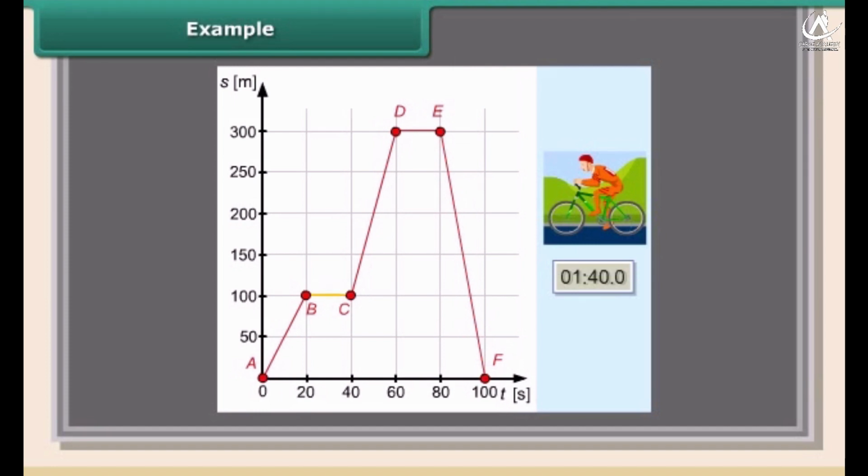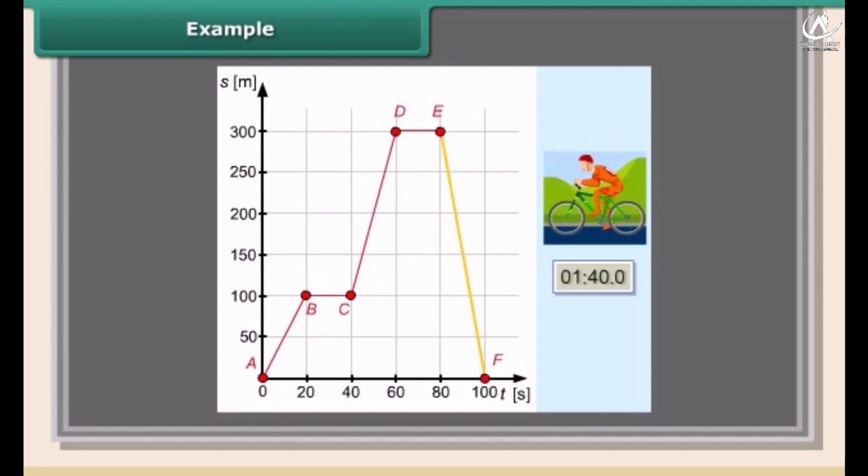Segment BC indicates that the cyclist stopped after having travelled a distance of 100 meters. From segment CD, we can see that the cyclist went on to move with a greater speed. In 20 seconds, he covered a distance of 200 meters, which means that he was travelling with a speed of 10 meters per second. Segment DE shows the cyclist stopped for 20 seconds.